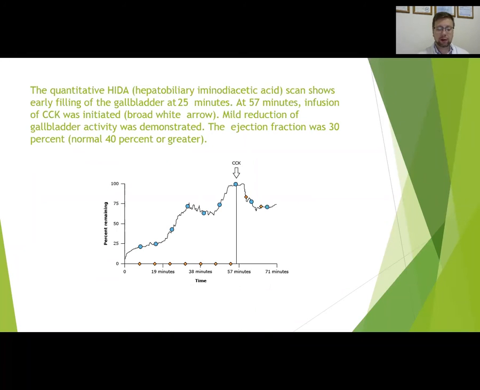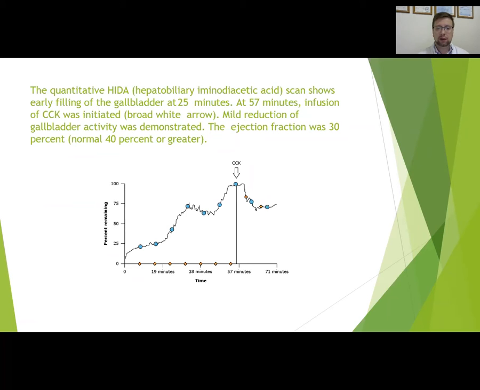Here on this slide, we can see a graph, the quantitative HIDA. This is a great example of the functional method of nuclear imaging called radiography. We do not see an image, we do not see liver or gallbladder, we just see a graph which shows us the percentage of remaining radiopharmaceutical and a time scale.